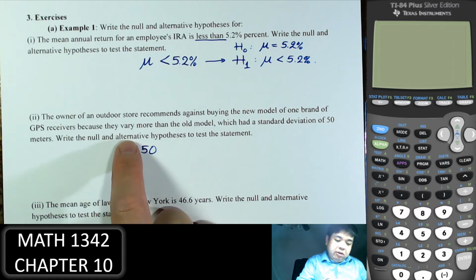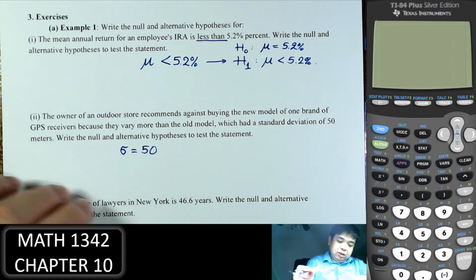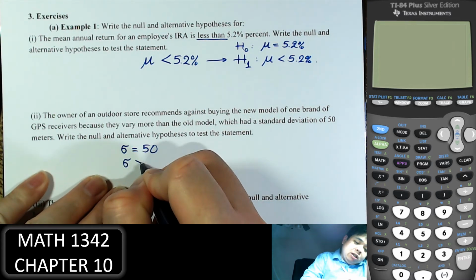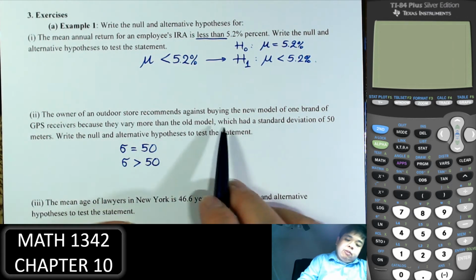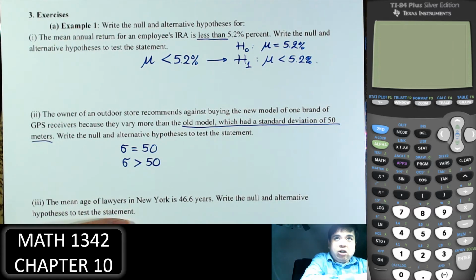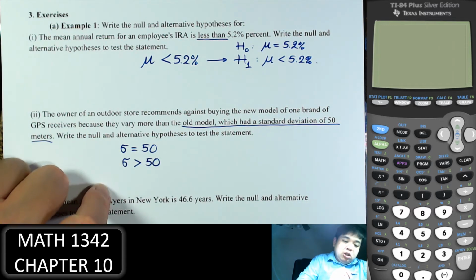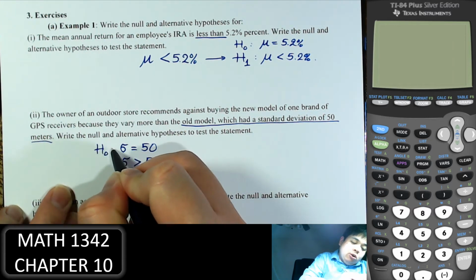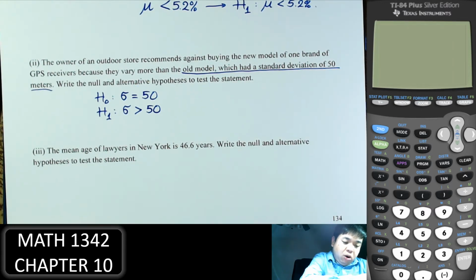And then because the standard deviation is more than the old model, that could be worse than 50, more than 50. So the old model will have 50 meters in standard deviation, which is terrible for GPS. And then equal to. Of course, the one that has the equal sign is the null hypothesis. The one that doesn't is the alternate hypothesis.